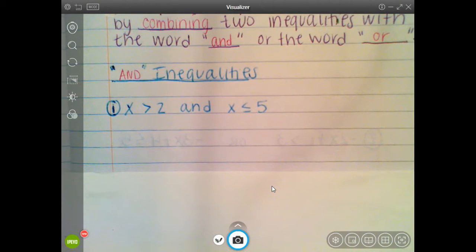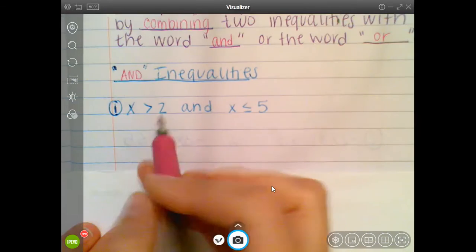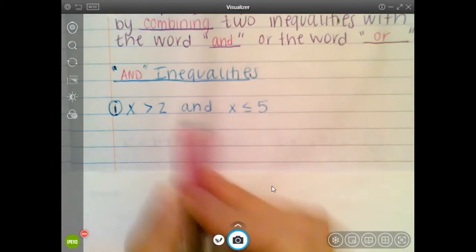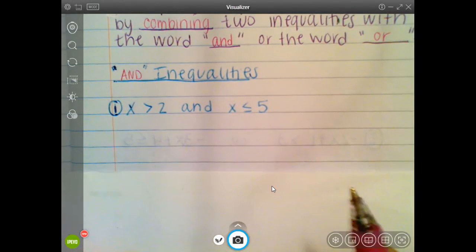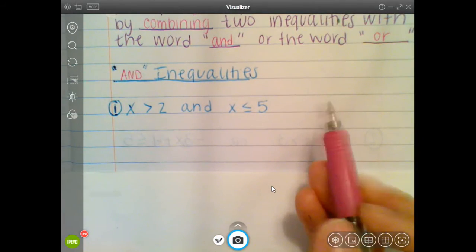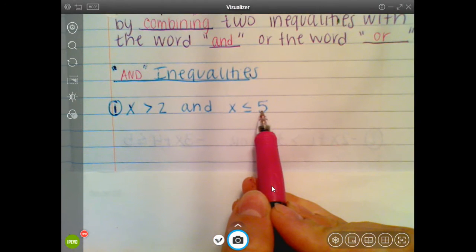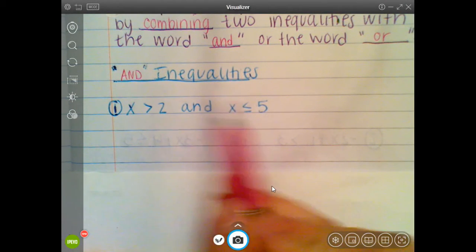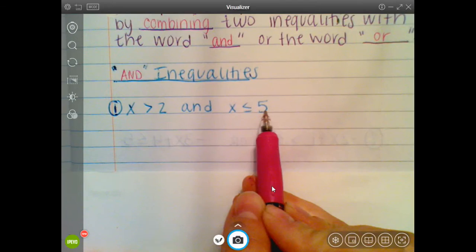So it's important that when we're doing this, you are noticing that and has one additional way that it can be represented compared to or. So if I wanted to graph x is greater than 2, typically I'd put 2 on the number line and I just graph it. But I also have to graph x is less than or equal to 5. So that means I need to make a number line with both of these numbers.